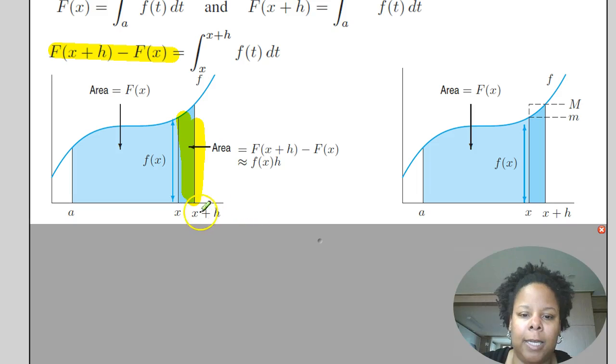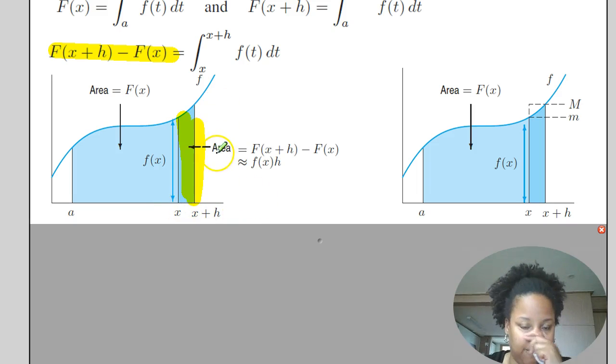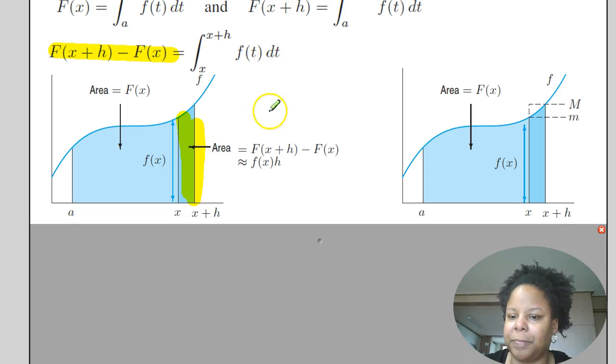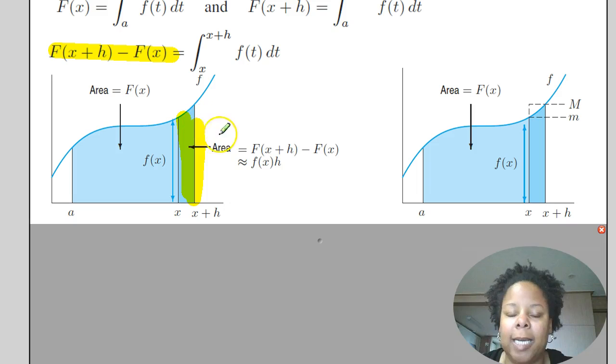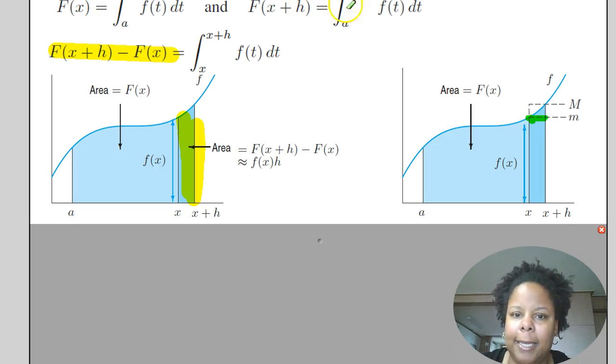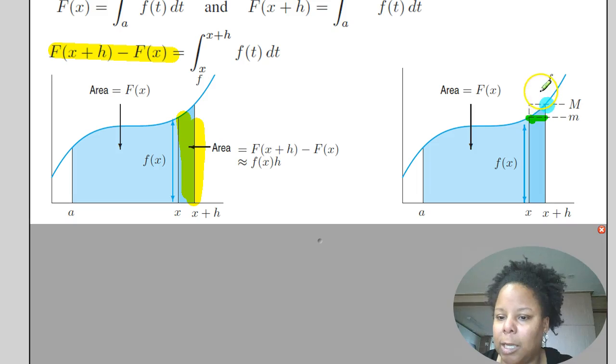Okay, and this area is approximately the area of the rectangle of width h and of height f of x, where f is the original function. Okay, so can this area be approximated? Yes, but we can approximate it also by looking at its lower bound and its upper bound. So if we take the left-hand Riemann sum area, let's say of this one, we're going to use the lowest height being lowercase m, and then the highest height being uppercase M, for our Riemann sum in essence.